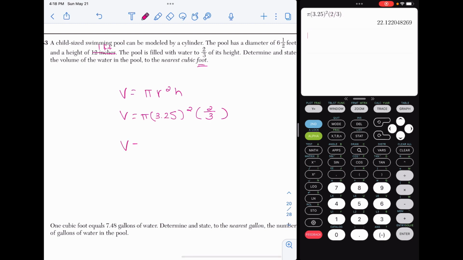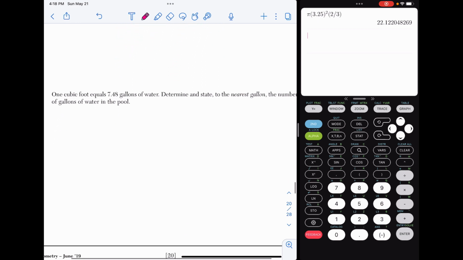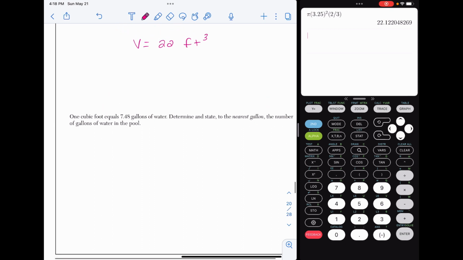And so the volume of water in the pool is 22 cubic feet. Then it says 1 cubic foot equals 7.48 gallons of water. Determine and state that to the nearest gallon the number of gallons of water in the pool. So we basically just are converting units here.